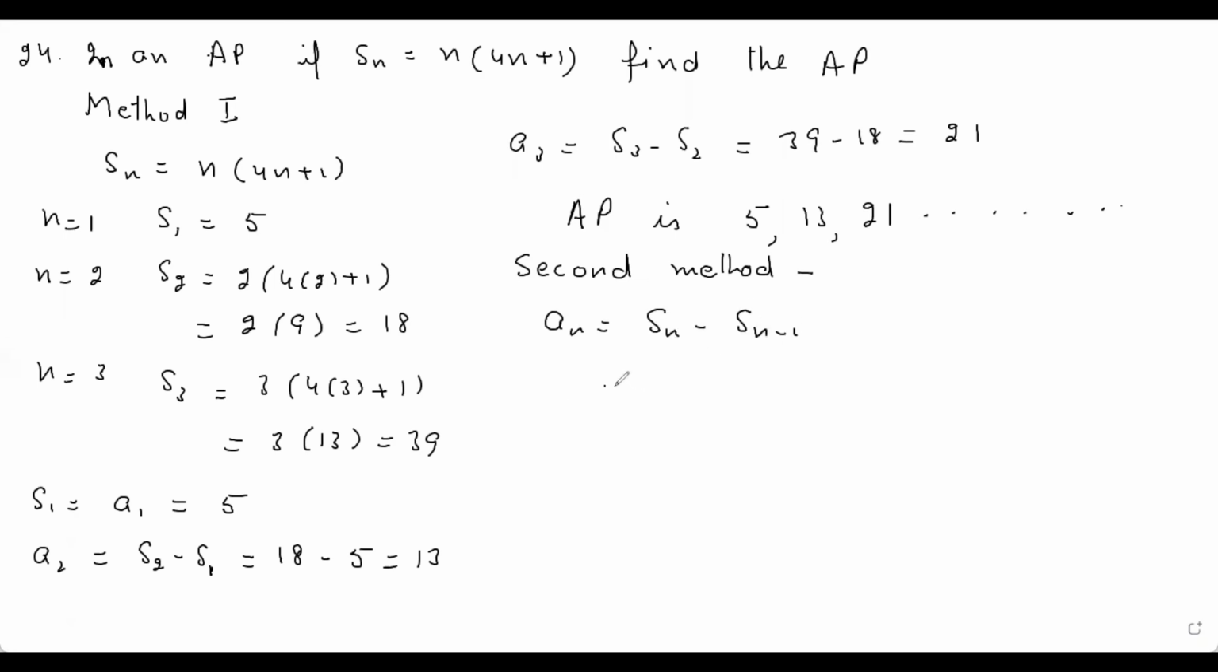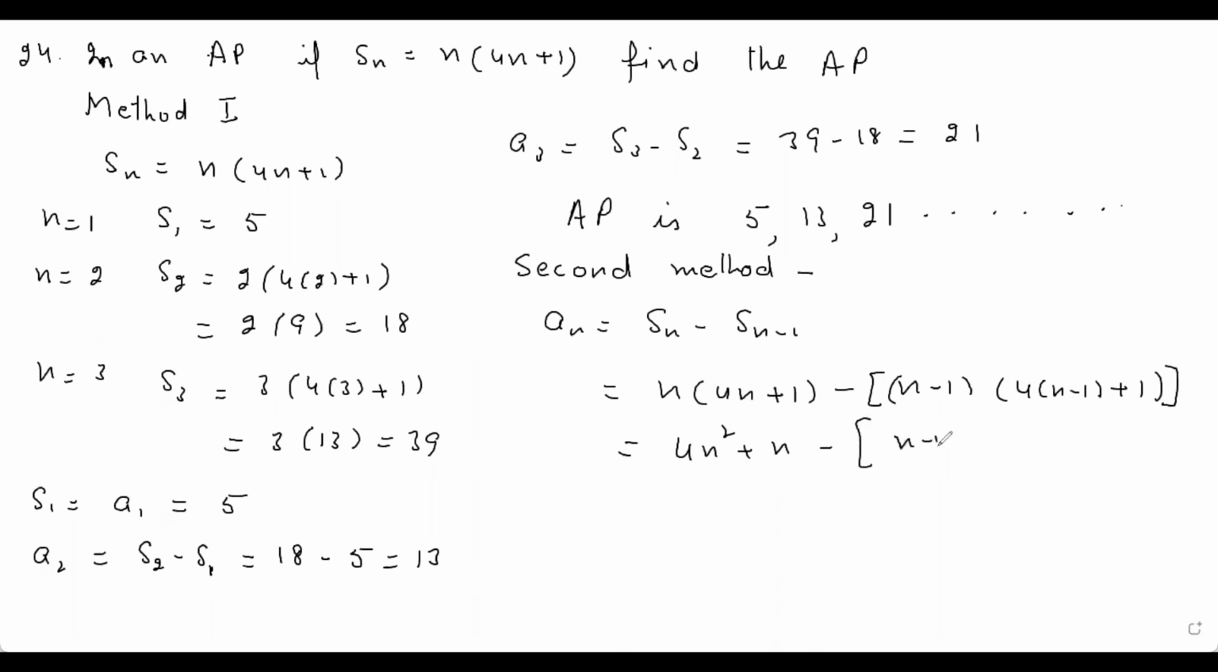Remember this formula. Sn is equal to n into 4n plus 1 minus Sn minus 1, which is n minus 1 into 4 into n minus 1 plus 1. That is 4n square plus n minus 1 in one bracket, 4n minus 4 plus 1 in another bracket. This is equal to 4n square plus n minus 1 in one bracket, 4n minus 3 in another bracket.